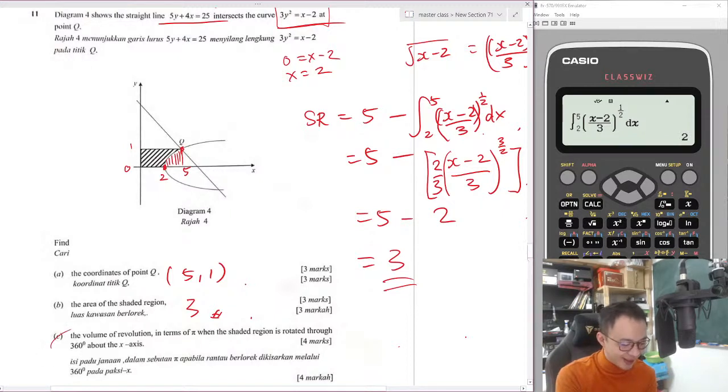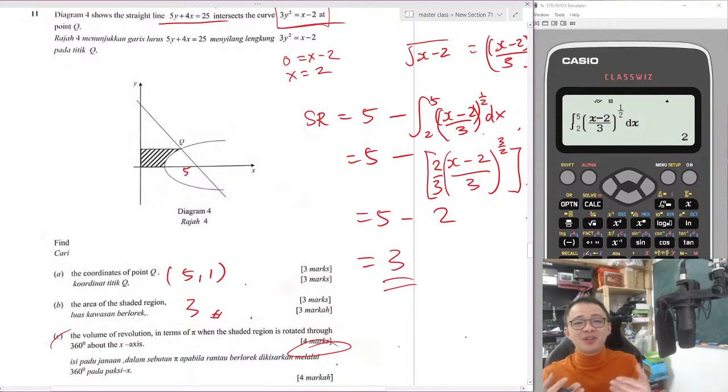So okay, part C. The volume of revolution in terms of pi when the shaded region is rotated 360 degrees. Okay, right now, this one is a bit challenging. This is the reason why they give you 4 marks. Because the shaded region, if rotated 360 degrees, you will get something like this.